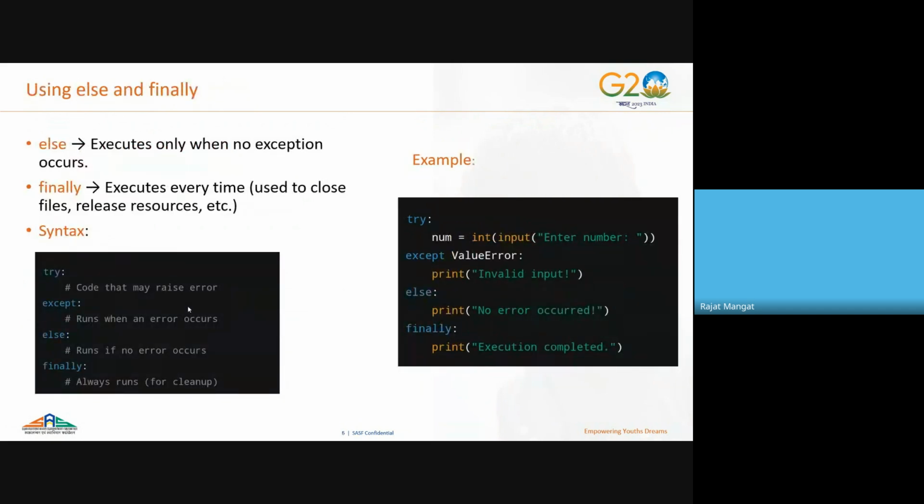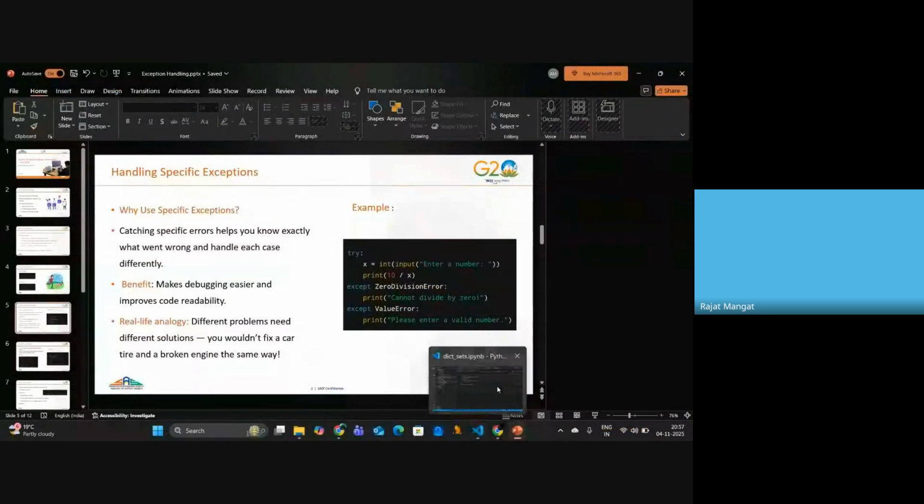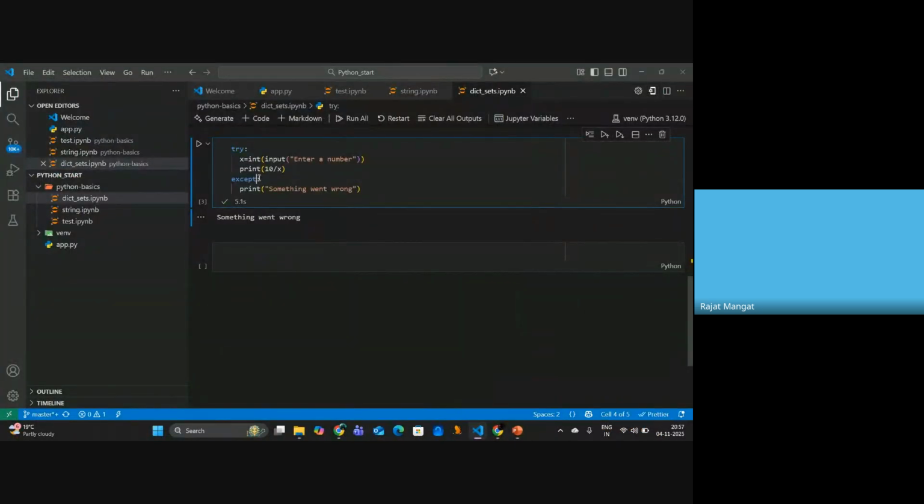Okay, before that I should show you some code so that you are able to correlate it very easily. Now here we were generalizing the error. Now here we are telling that zero division error: if a zero division error occurs, we want to tell the user the denominator should be greater than 0. Okay.